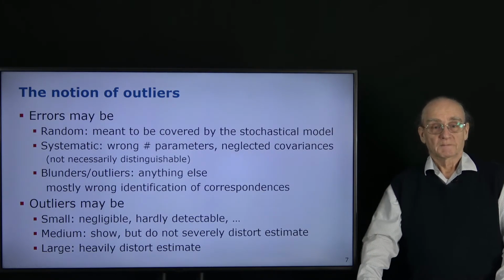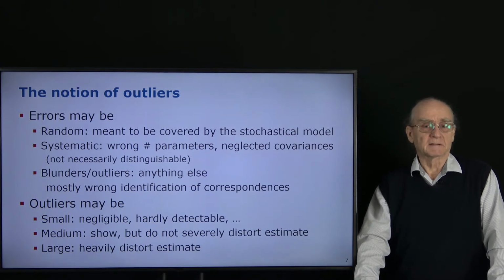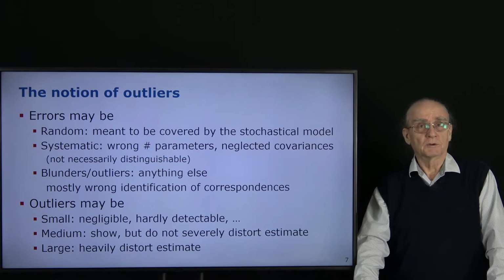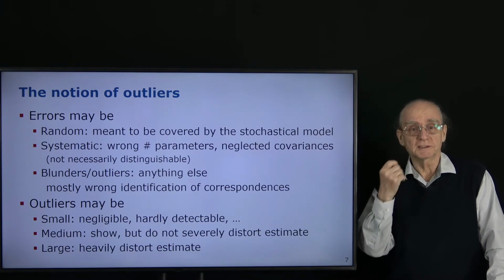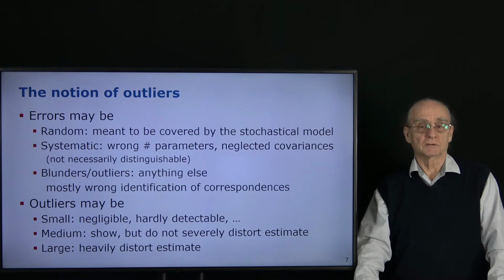So these errors in the observed values may be, and this is a classical classification, random. That means we only have small random perturbations. We hope that these random perturbations are covered by the stochastical model up to now. And we just saw that there may be systematic errors, so we may have the wrong number of parameters or we have neglected covariance measures.